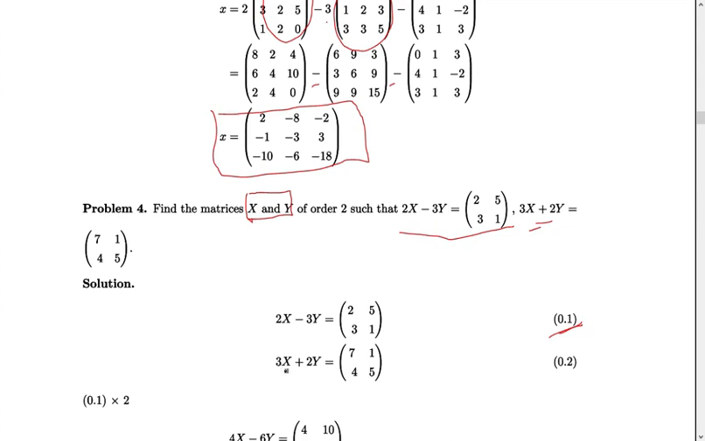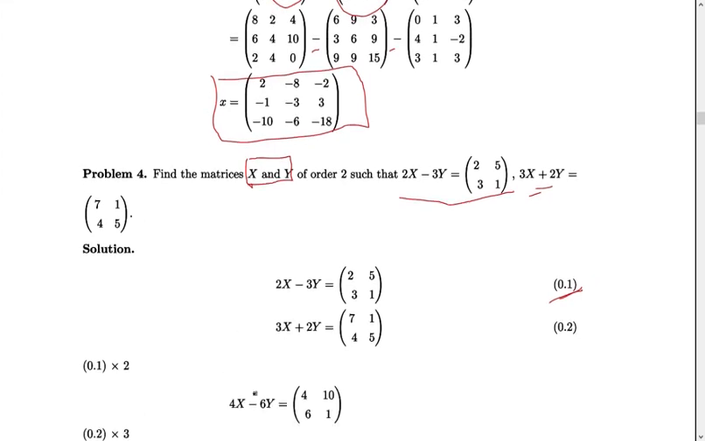Similarly, if I multiply the second equation by 3, it becomes 9x plus 6y, so minus 6y plus 6y gets cancelled. Okay, that's the outline. For that I am going to multiply the first equation by 2. The first equation becomes 4x minus 6y is equal to 10, since 2 into 2 is 4. Okay, that's the first equation.